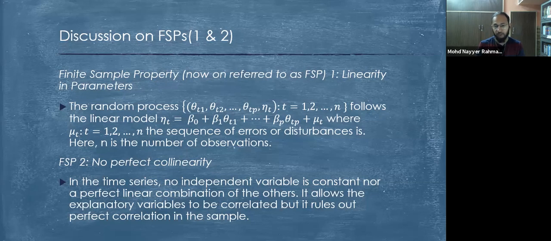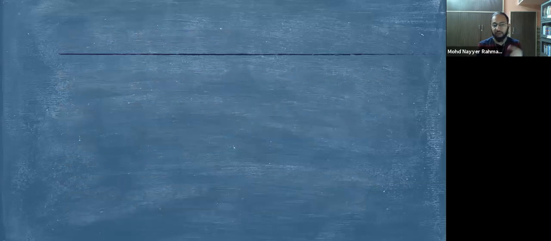Then you cannot run your regression, because this assumption is not holding true. You have to drop that particular variable and bring in another variable. So this is the second finite sample property.